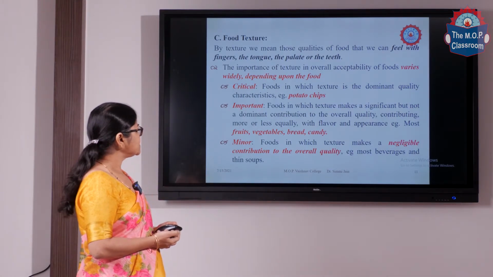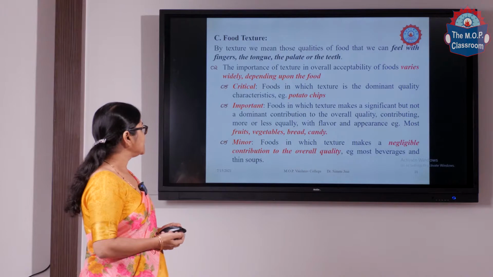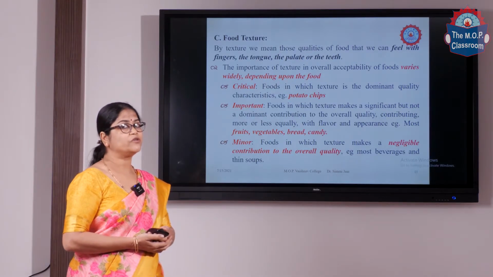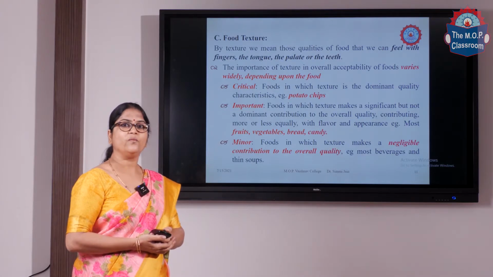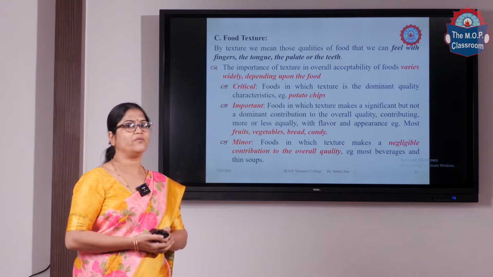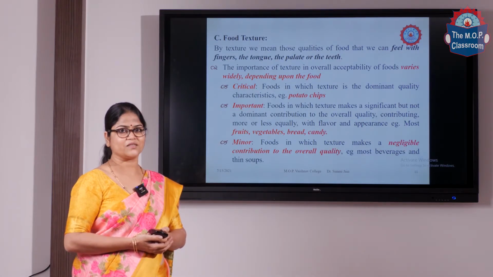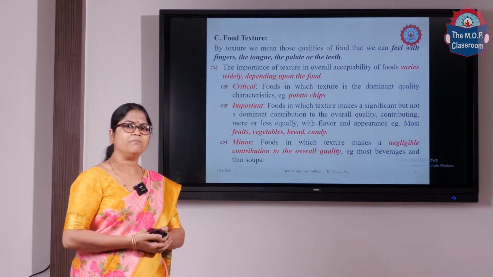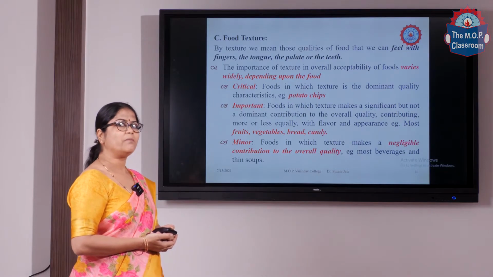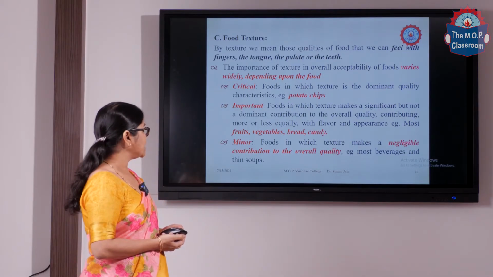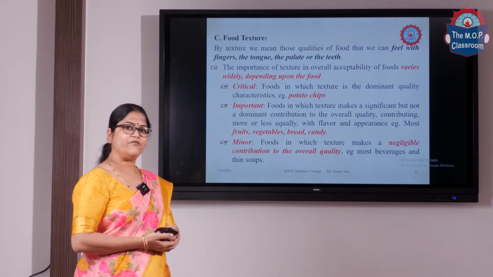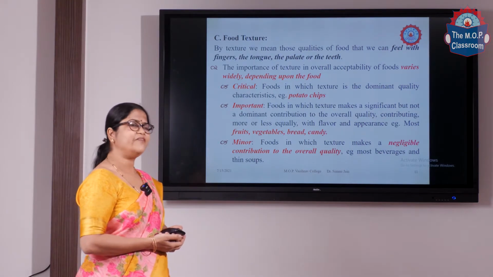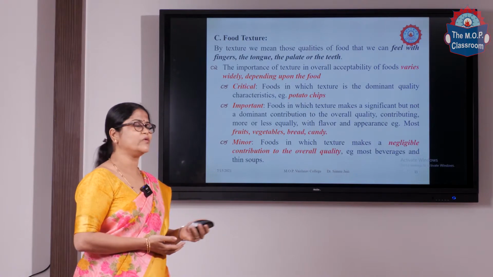But it is just important, as it does not contribute too much to the overall quality but to the flavor and appearance of the food, when it comes to fruits, vegetables, or bread-like products. And the same textural quality parameter might be of very little or minor importance when it comes to products like beverages or thin soups, where it makes a very negligible contribution to the overall quality.